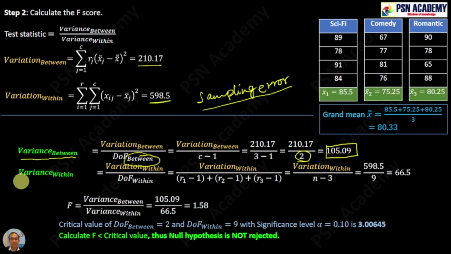Similarly, we will go for variance within. Now, in case of variance within, we have to divide the variation within by the DOF within.